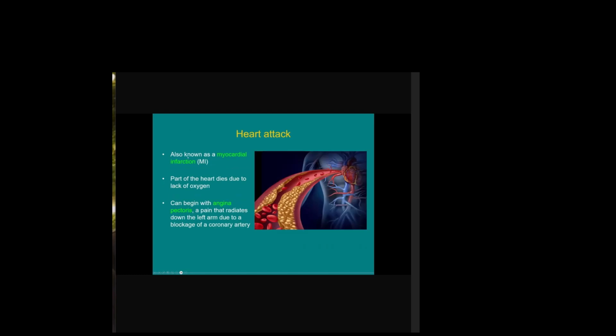And then also, heart attack, also called myocardial infarction, where myo is the muscle, cardiac muscle. Part of the heart dies due to lack of oxygen. So you see here plaque starting to build up, making the red blood cells, you can see them here, have challenges moving. It can begin with angina pectoris, which is pain that radiates down the left arm due to the blockage of the coronary artery.